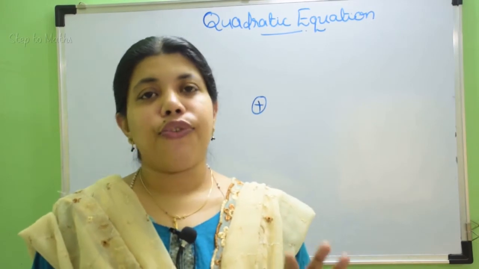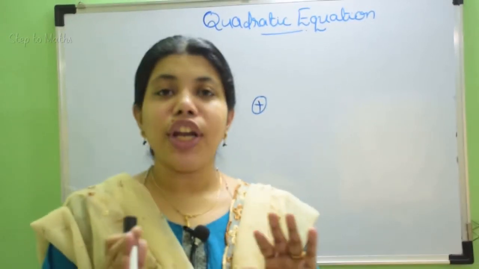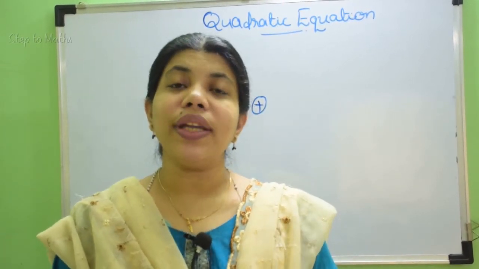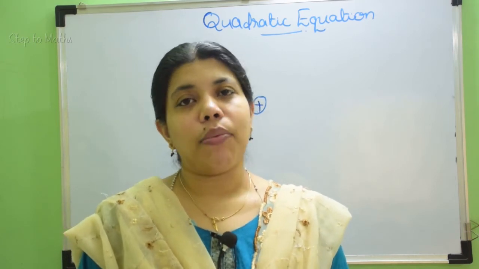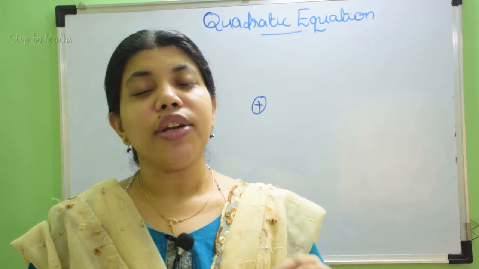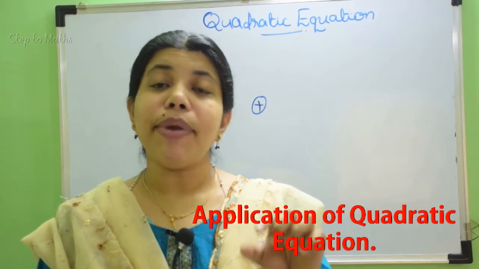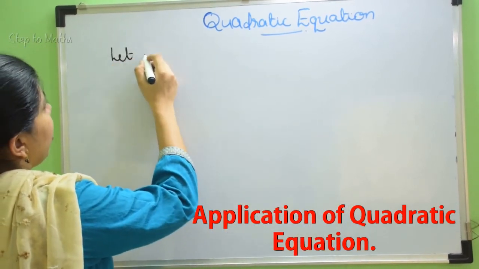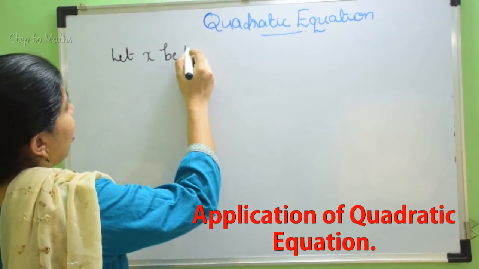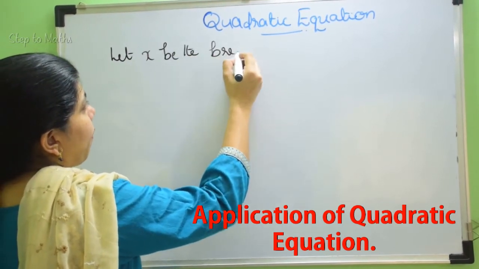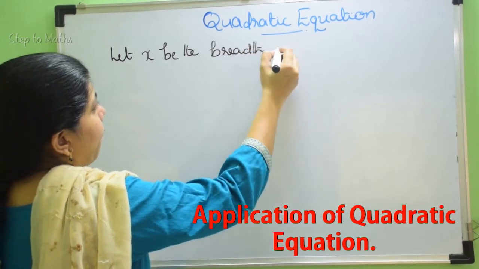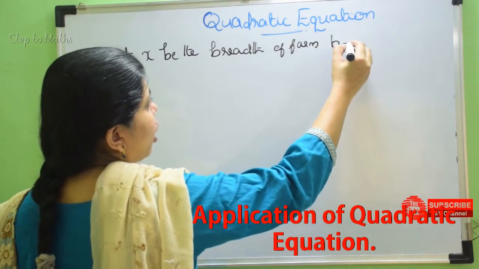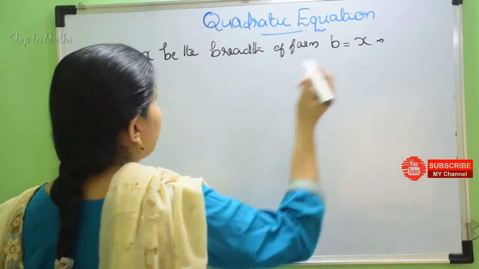This is the question. First, write down the given information. There is an agriculture farm and the relation between the length and breadth of the farm is length is 10 meter more than twice the breadth of the farm. Let x be the breadth of the farm. Breadth B equal to x meter.